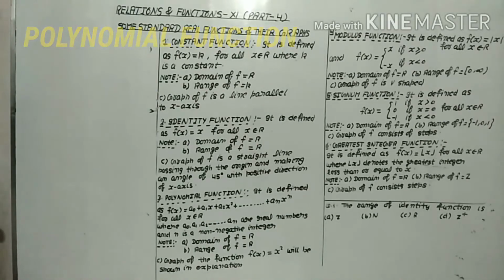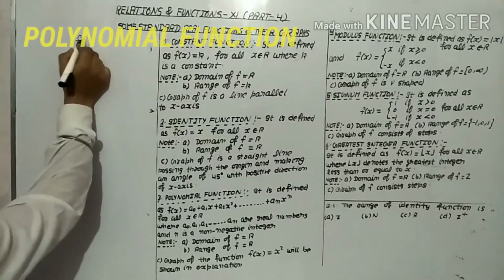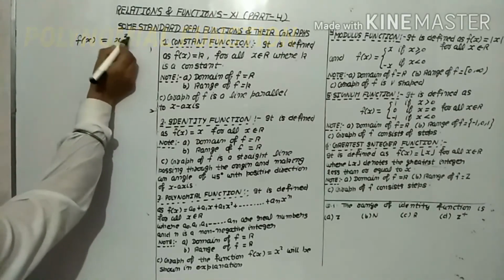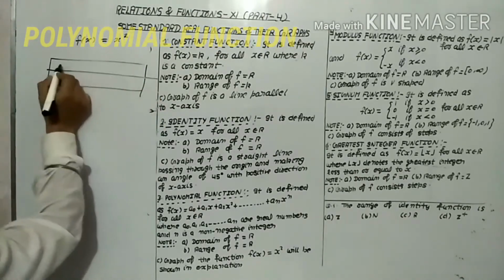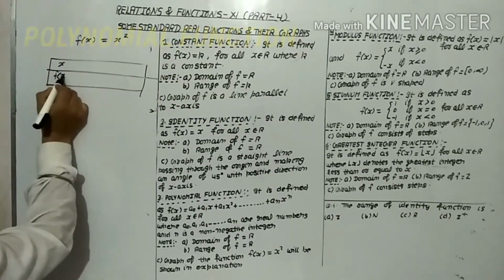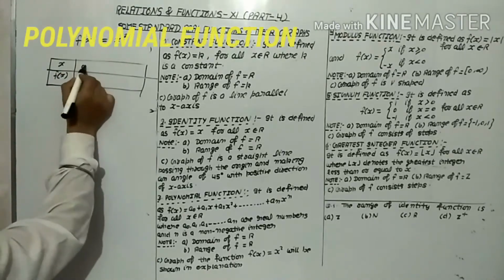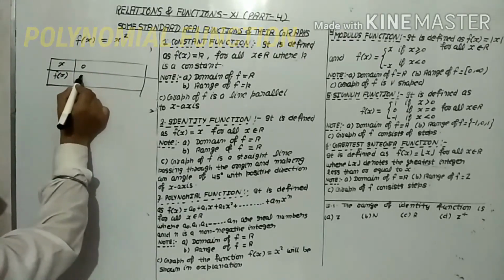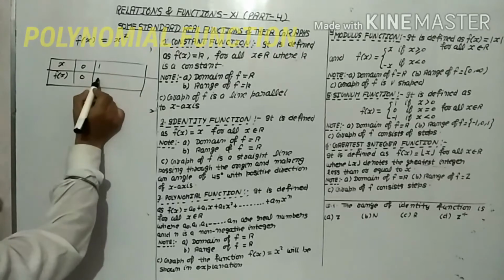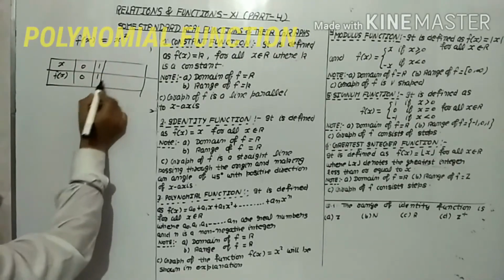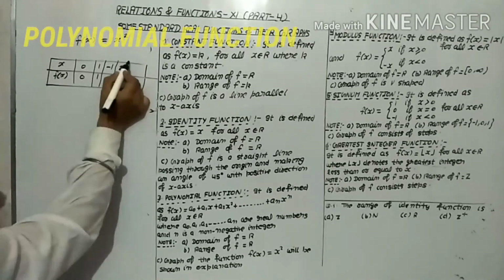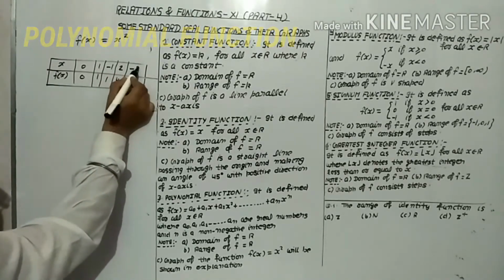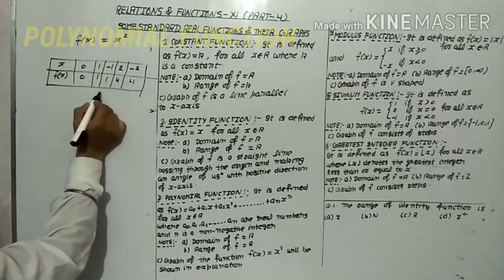Now the graph of this one varies according to the condition. Suppose I take f(x) = x². Now to draw the graph we will take the points. Let us suppose this is x and this is f(x). Now you know very well, if x is 0, what is f(x)? 0 only. If x is 1, it is 1 only. If x is minus 1, 1 only. If x is 2, this becomes 4. If x is minus 2, minus 2 whole square is 4.